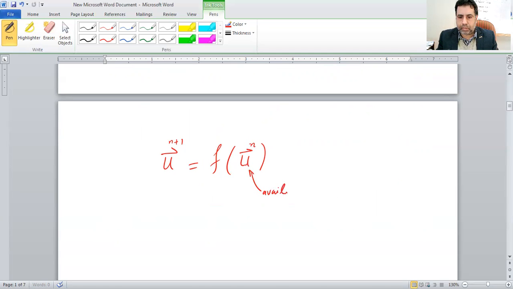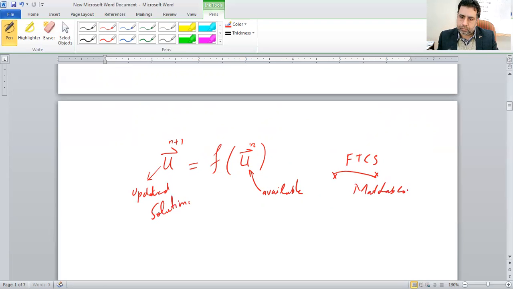So this is available if you are on the first iteration. This will be the initial solution, and if you have some intermediate iteration, then this will be coming from the previous iteration, and this is the update. So we are done with FTCS, and in some video we will generate its MATLAB code, and I will show you how the choice of delta t and delta x affects the solution.